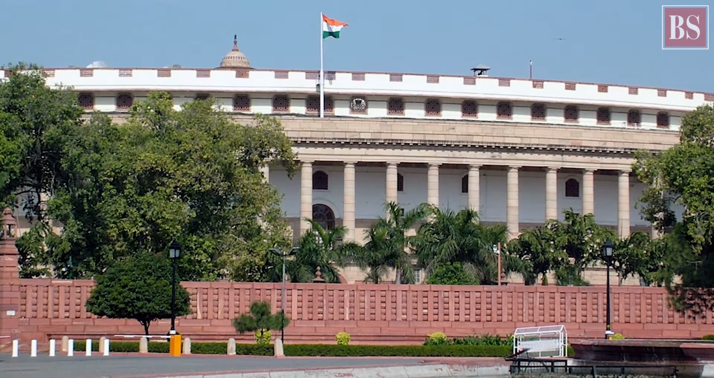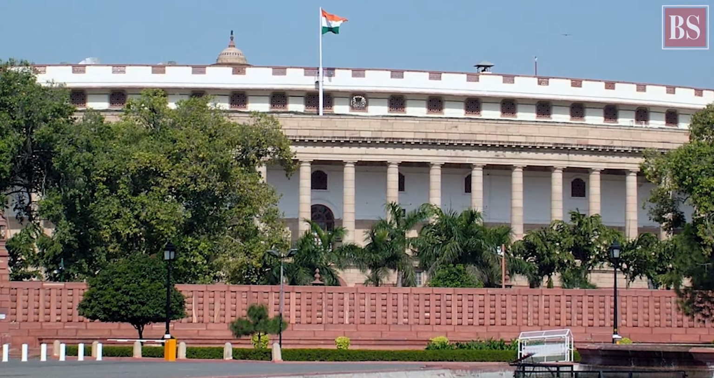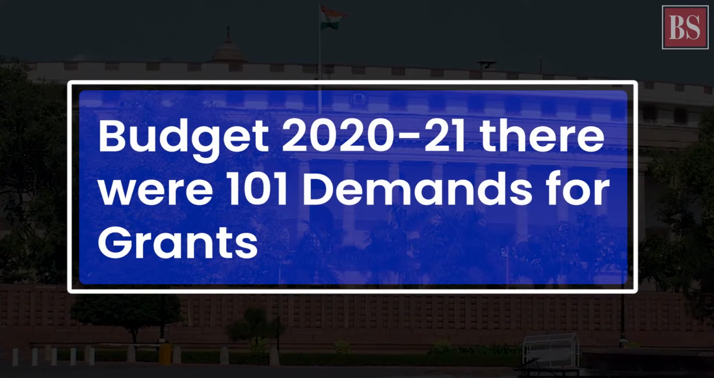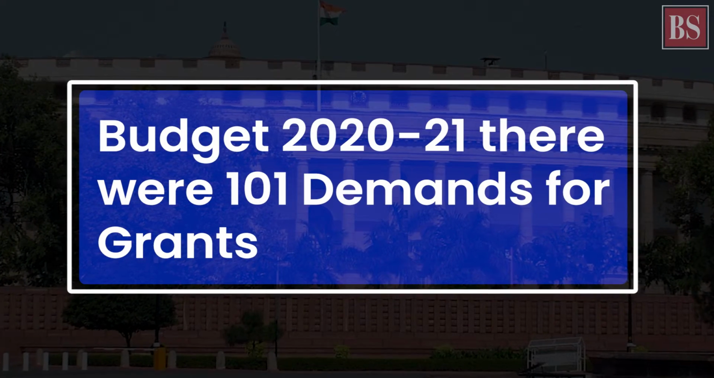A summary is given at the beginning of this document. In Budget 2020-21, there were 101 demands for grants. It is presented at the lower house along with the annual financial statement, which shows the estimated receipts and expenditure of the government in the budget year, revised estimates for the current year, and actual amounts for the previous year.